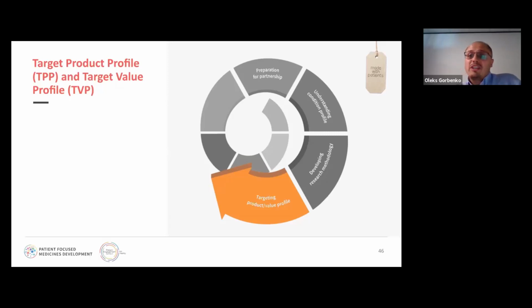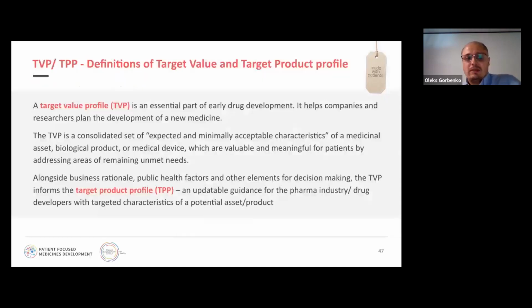And we are not talking especially about target product profile, but I'm going to talk about target value profile. It's a new terminology, and I will explain why we use it. So, very basic definitions. Why are we talking about target value profile? It's an essential part of early drug development, but we are now talking only about what is really valuable for patients and valued the most: minimally acceptable characteristics of the product, which are valued by patients most.